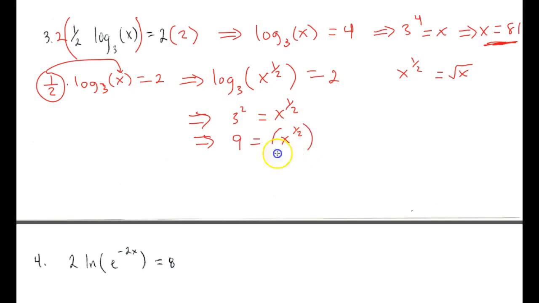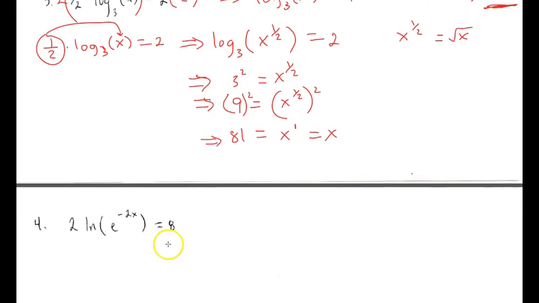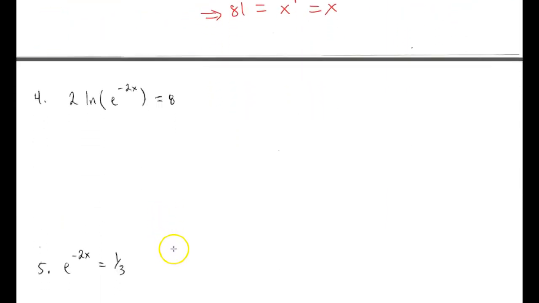And so now we can raise both sides to the power of 2. And on the left side, we have 81. And on the right side, we know that we can multiply the exponents together, and we would just have x raised to the 1, which is just x. And so we see again that our answer is 81, no matter how we try to do it. All right, let's move on to example number 4.